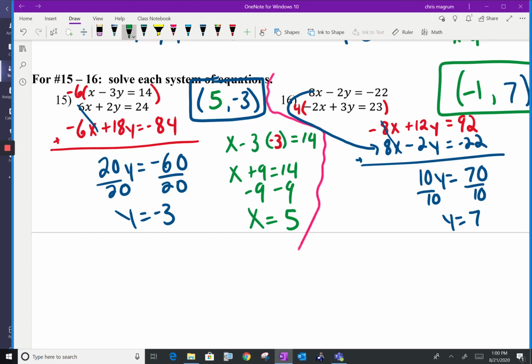Please ignore that. Good thing we're almost done. And once you have your y, go ahead and substitute that into one of your two equations and solve for x. And then for 16, same idea. The work is here.